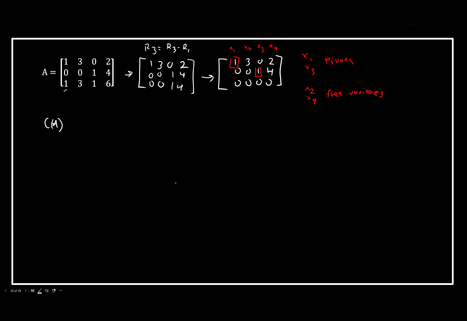So to find the column space, it's pretty much as easy as it sounds. You look at the columns associated with your pivot variables. I'm just trying to find it. 1, 2, 0, 0, 1, 2. Yep.